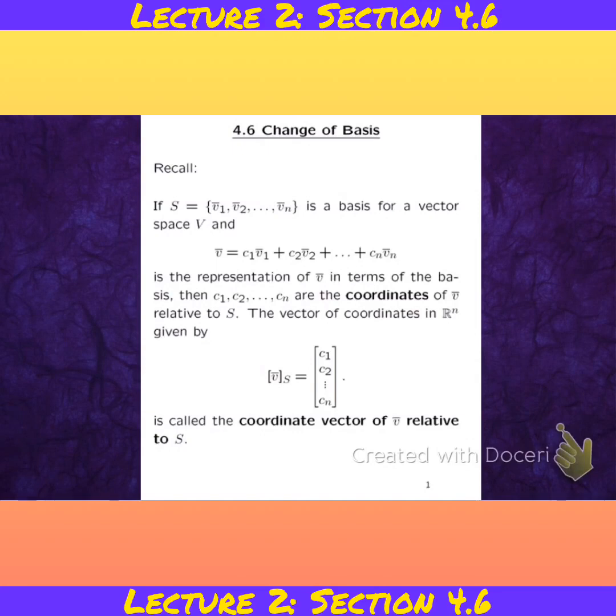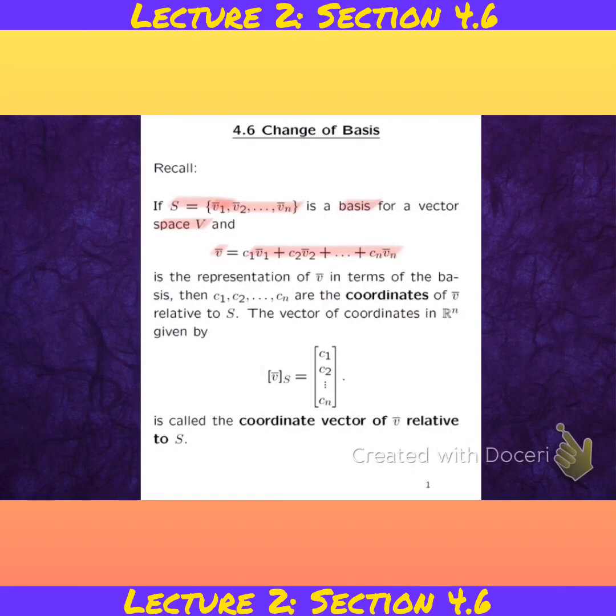Recall from section 4.4 that if we're given the fact that S is a basis for a vector space V, it means every vector in capital V, call it v, can be written as a linear combination of the vectors in S, and the vectors in S are linearly independent. Now, we also established that when we look at a basis, every vector has a unique representation.